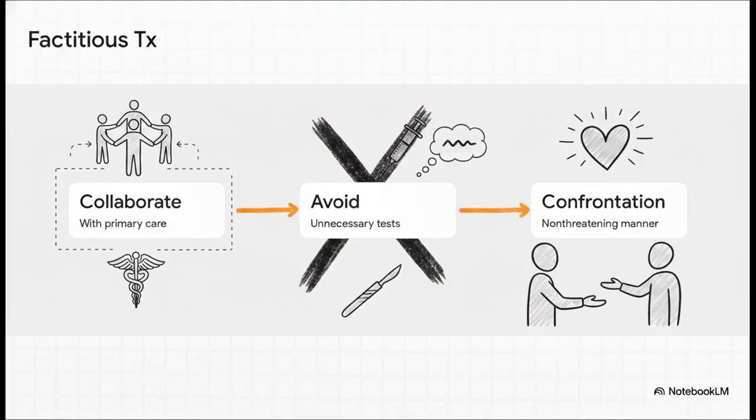So the crucial point is that managing factitious disorder relies heavily on interdisciplinary communication. You have to collaborate tightly with the entire care team so the patient can't split the providers or manipulate different departments against each other. You must strictly avoid ordering unnecessary procedures, because if you do, you're just being manipulated into causing direct iatrogenic harm. Once fabrication is absolutely confirmed, confrontation is necessary, but it has to be done in a non-threatening, supportive manner, focusing on their underlying emotional distress rather than just purely accusing them of lying.